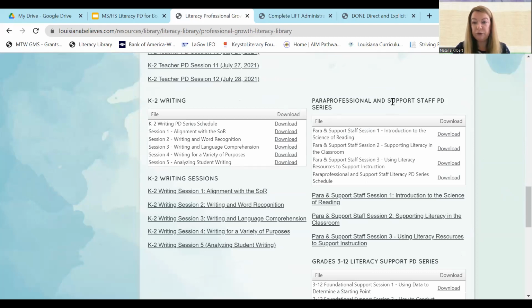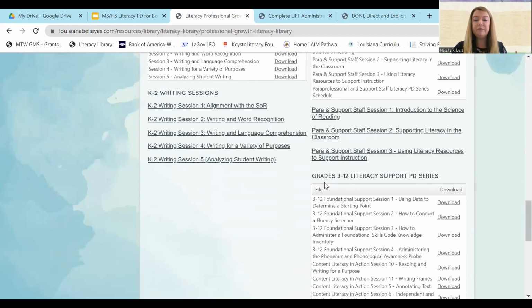But down at the very bottom, there's 2 things. A paraprofessional and support staff PD series kind of shows how, if you have a para in your room, they can be a part of this help. I would really encourage you, the teacher, to be the one doing the screening piece, so we are 100% sure it's accurate and correct, but they can really be a huge piece in helping with the fluency practice and helping facilitate other groups if you have that.